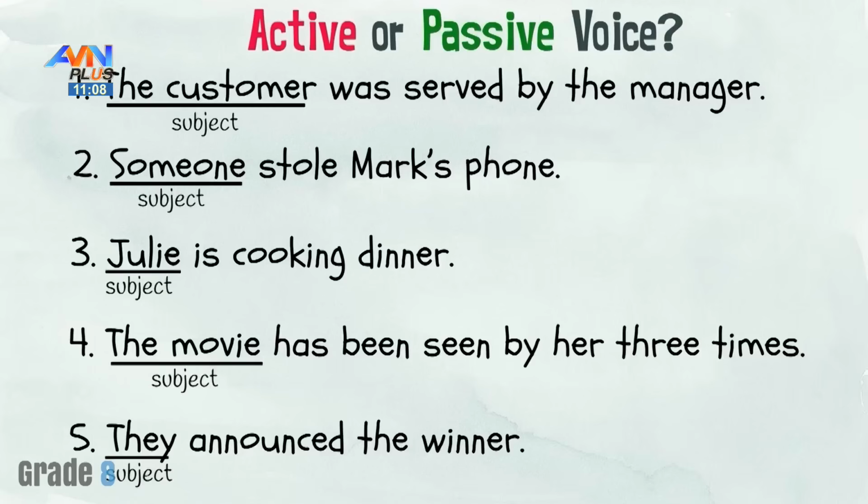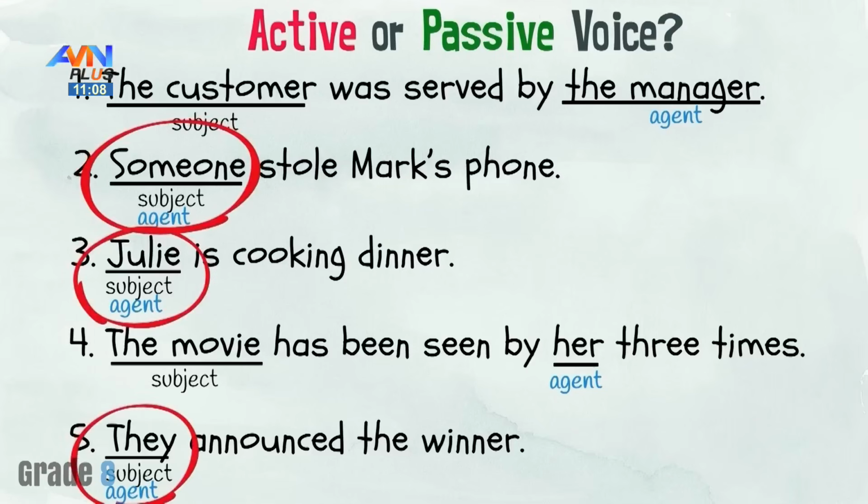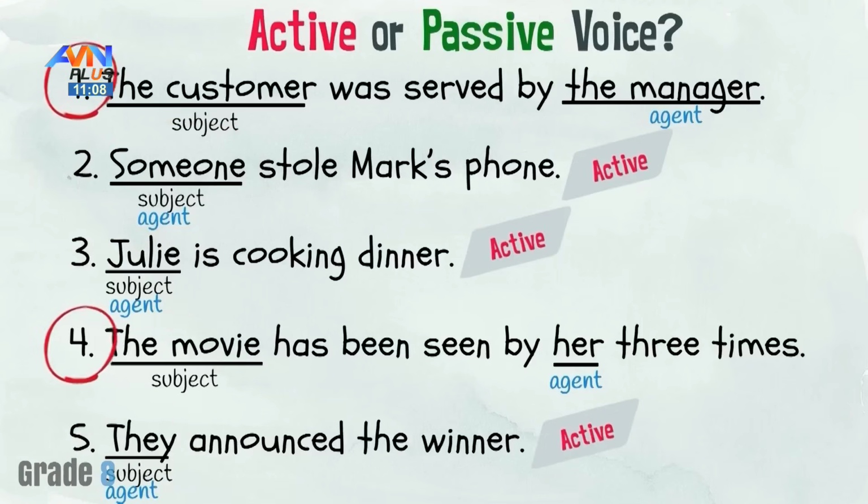Here is the subject in each sentence. Here is the agent or actor in each sentence. In these sentences, the subject and the agent are the same. This means they are active voice. These sentences are passive voice.